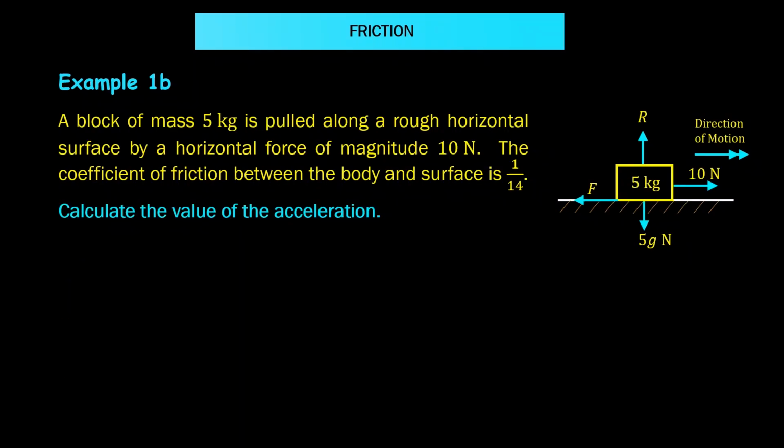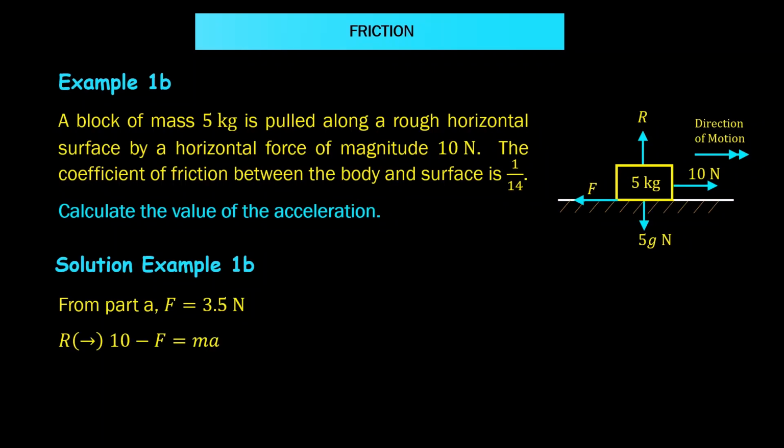Now let's take a look at part B. We're required to calculate the value of the acceleration. So let's solve this. Now from part A, we know that F equals 3.5 newtons. Therefore, if we resolve horizontally and use the equation of motion, F equals ma, we have 10 minus F, which is the force acting in the direction of motion, equals m times the acceleration.